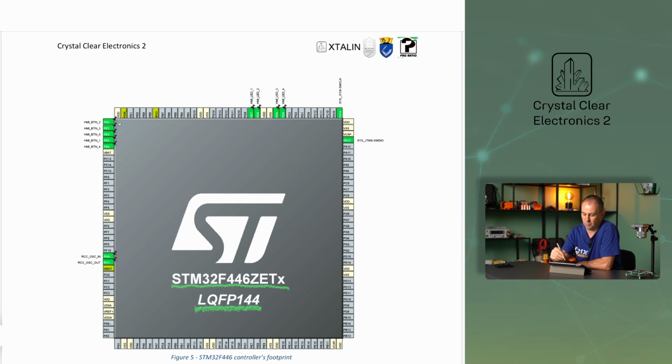On the STM32F446 controller, these are the PH0 and PH1 legs, which are used exclusively for connecting the crystal oscillator. If we use an external clock source, we need to connect it to the PH0 pin. The same goes for the Nucleo board as well. The 8 MHz signal generated by the ST-Link is connected to this pin.